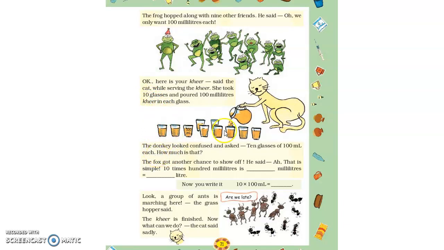The donkey looked confused and asked, 10 glasses of 100 milliliters, how many is that? The fox got another chance to show off. He said, this is simple. 10 times 100 milliliters is dash milliliters and is equal to dash liters. 10 multiply 100 milliliters, 100 multiply 10 is equal to 1000 milliliters. 1000 milliliters is 1 liter.